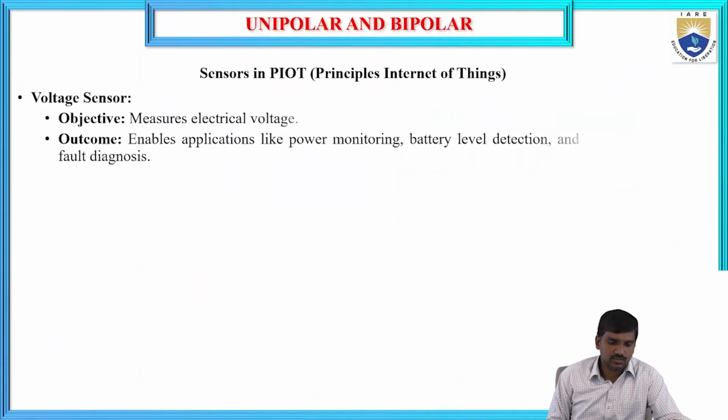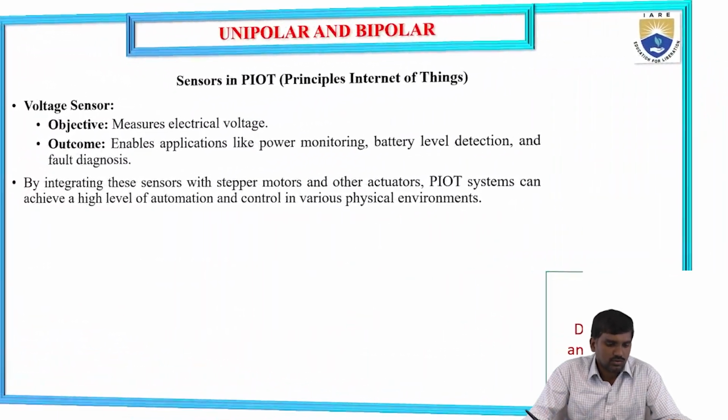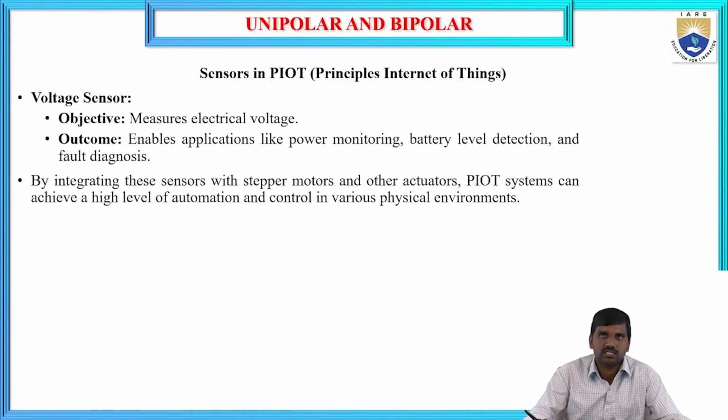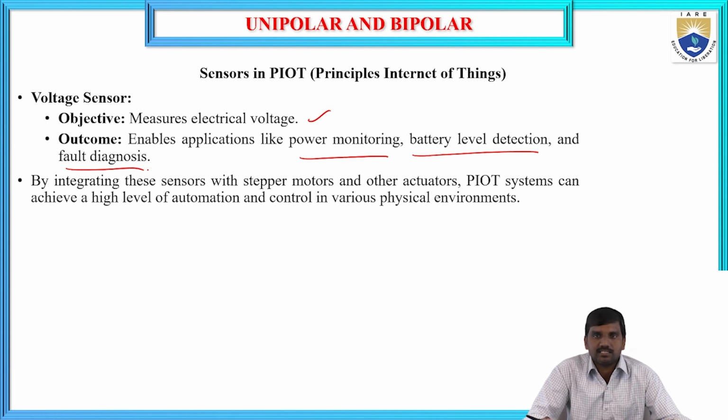And the remaining one is the voltage sensor. What is the objective of the voltage sensor? It measures the electrical voltage: how much voltage we are going to give, and how much voltage we are going to get at the output. The outcomes enable applications like power monitoring systems, battery level detection systems, and fault diagnosis in circuits. So this is about the voltage sensor.